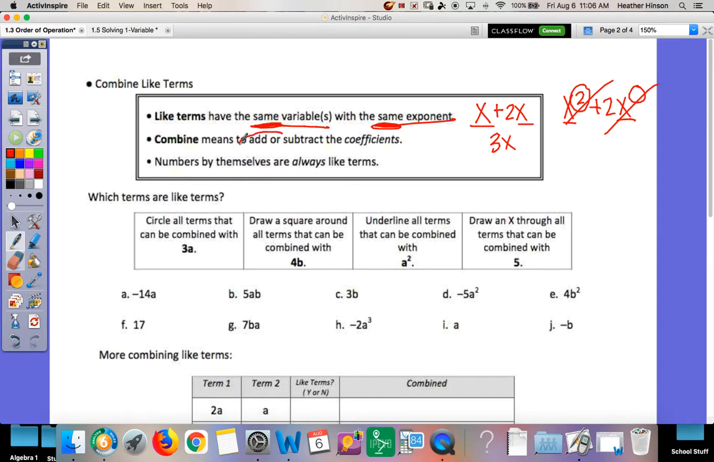Combining means we're going to add or subtract, not multiplying, not dividing. We are adding or subtracting the coefficients. The coefficients are the number in front. So if I give you 3x plus 4x, I am adding the numbers. That x just gets brought down. And then numbers by themselves are always like terms, like 4 plus 3. Those are like terms because they have no variable, they have no exponent.